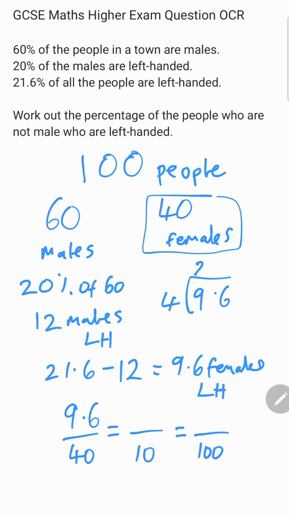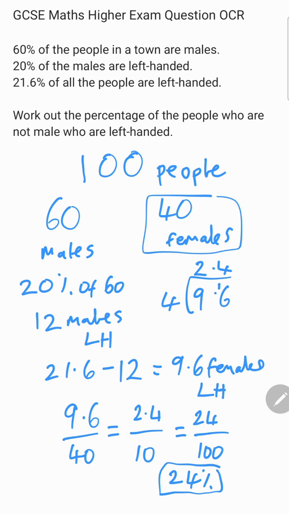9 divided by 4 is 2, and then remainder 1. So it's 2.4, and then multiply that by 10. So 24 over 100, 24% of the females are left-handed.